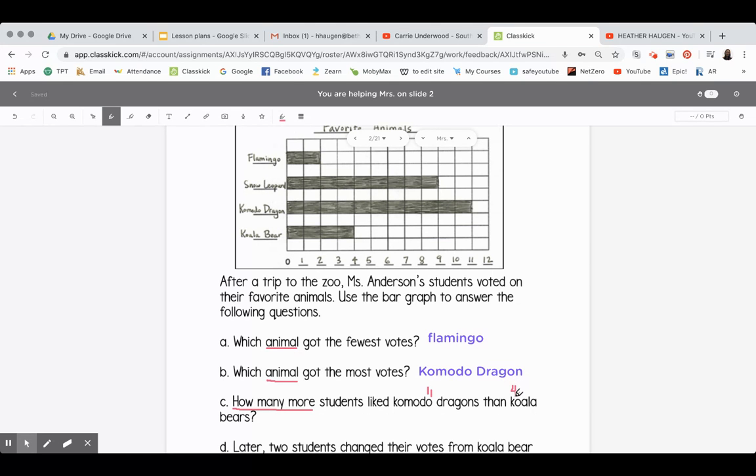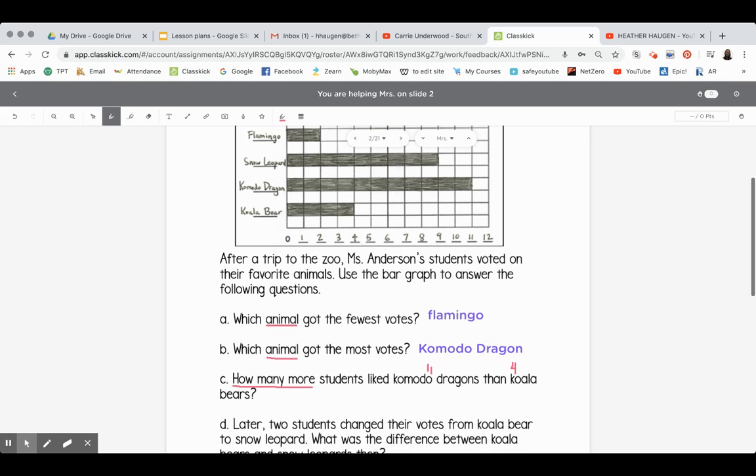So now I'm looking at how many more. Well, I know from the past that tells me to subtract. And I also know that when I subtract, I start with the biggest number. So I am solving 11, take away 4, and that equals 7. So write that down for letter C. 11 minus 4 equals 7, which means 7 more students liked Komodo dragons than koala bears. Obviously, they did not ask me.